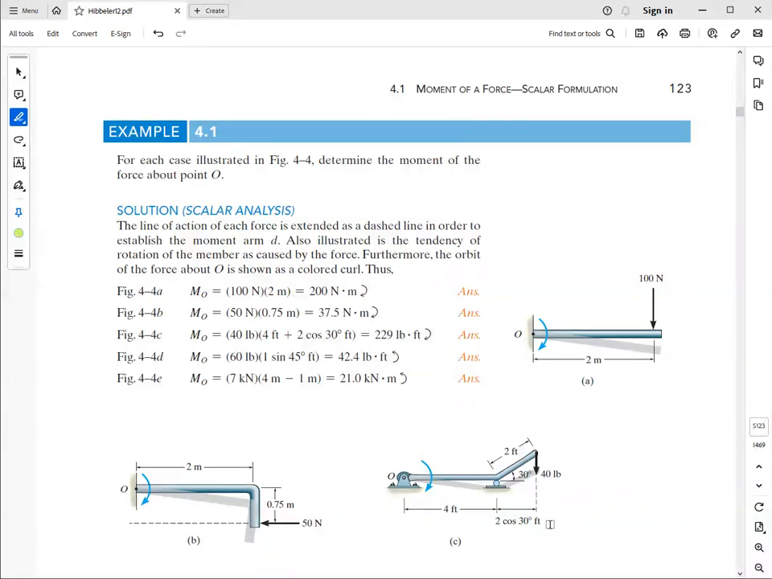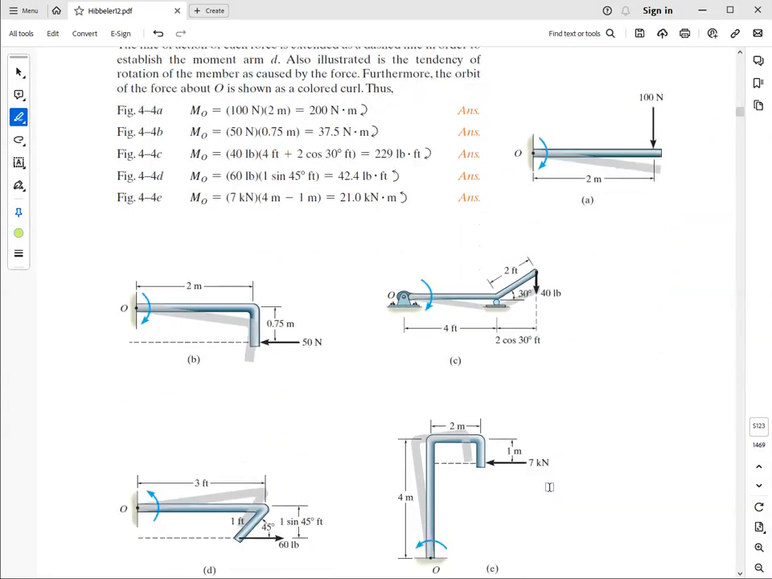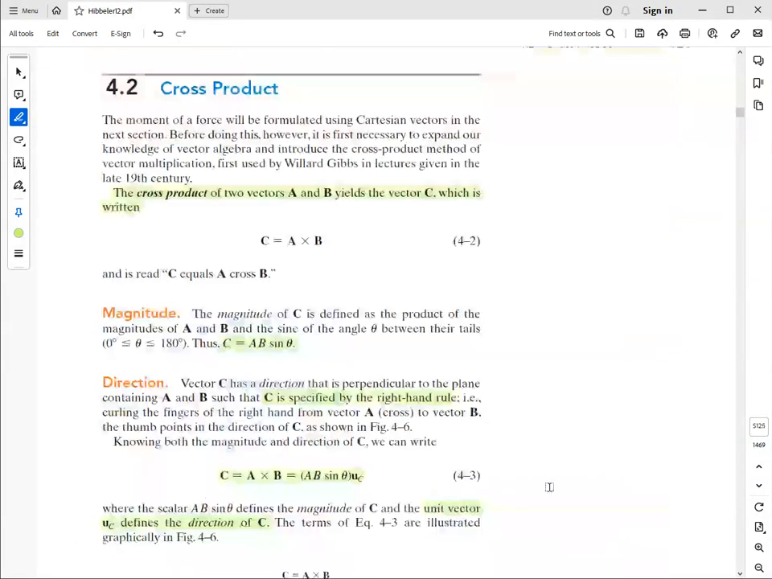So really, it's a matter of finding that distance or moment arm. Okay, the most general way of defining moments of a force about a point is by using the cross product. So this is introduced here as a mathematical concept, and then applied to the definition of moment.